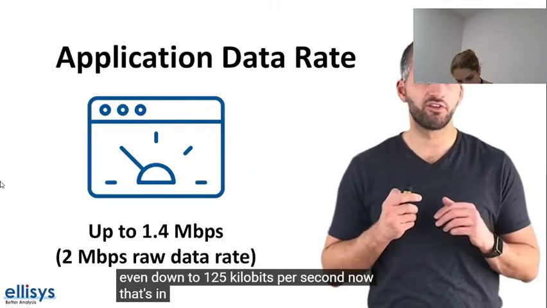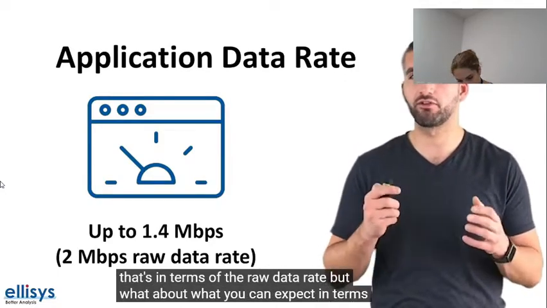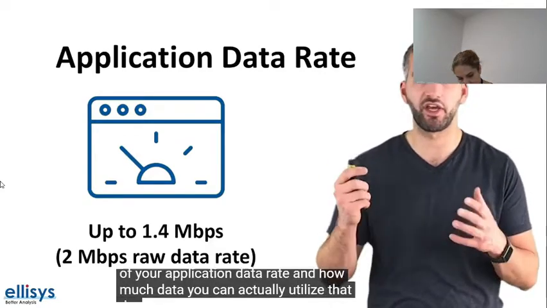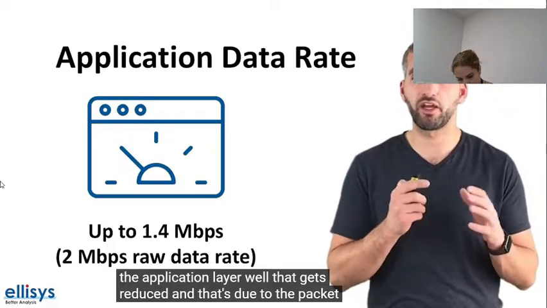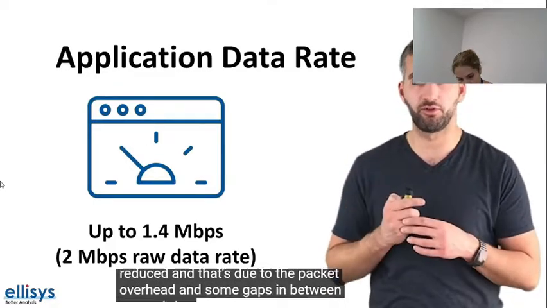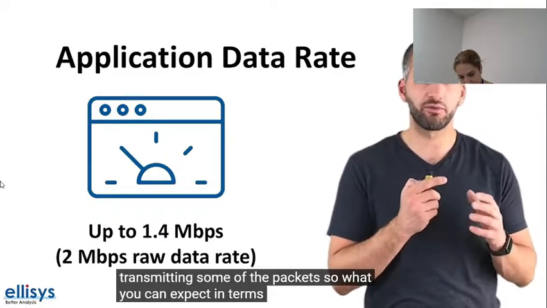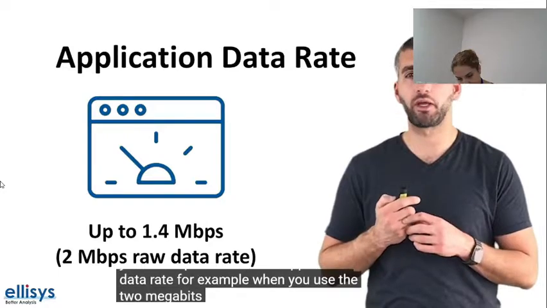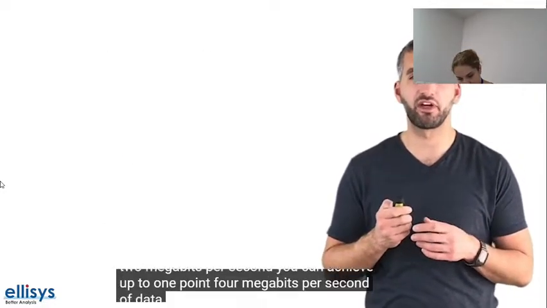Now that's in terms of the raw data rate, but what about what you can expect in terms of your application data rate and how much data you can actually utilize at the application layer? Well, that gets reduced, and that's due to the packet overhead and some gaps in between transmitting some of the packets. So what you can expect in terms of application data rate, for example, when you use the 2 megabits per second, you can achieve up to 1.4 megabits per second of data rate.